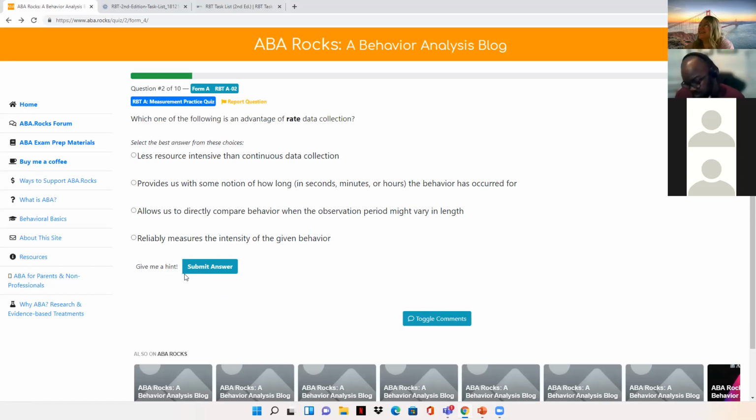Which of the following is an advantage of taking rate data collection? Less resource intensive than continuous data collection, provides us with some notion of how long in seconds, minutes, or hours the behavior has occurred for, allows us to directly compare behavior when the observation period might vary in length, reliably measures the intensity of a given behavior.